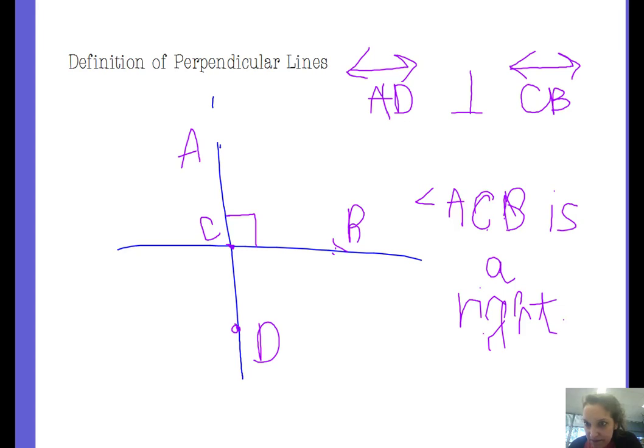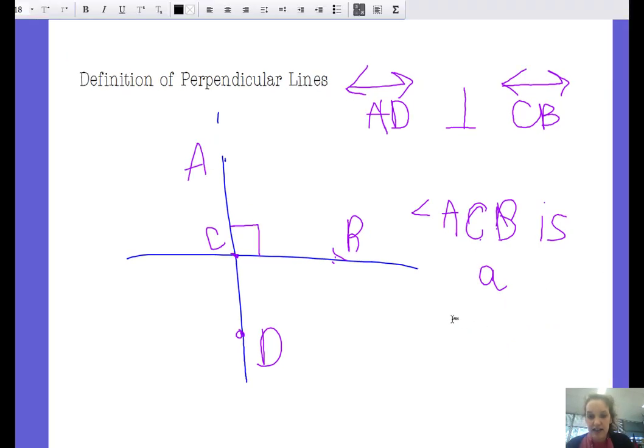Mercy. I'm gonna just type that. It looks so ugly. ACB is a right angle. Angle ACB.